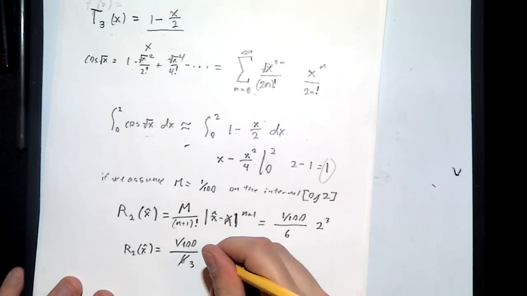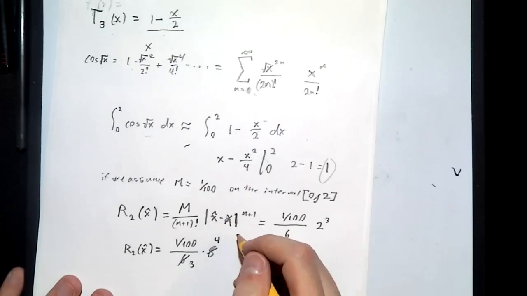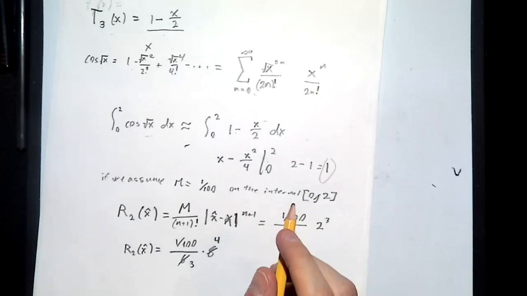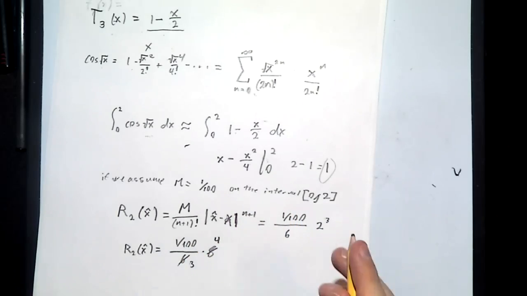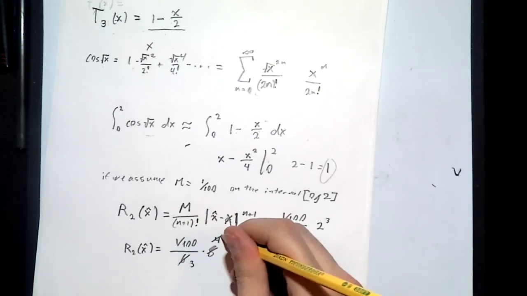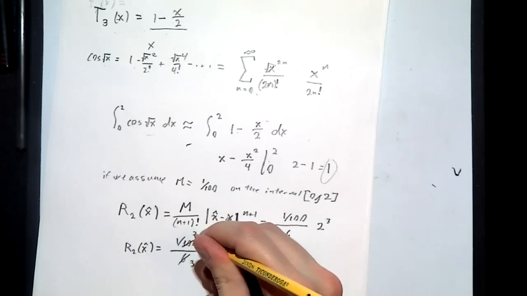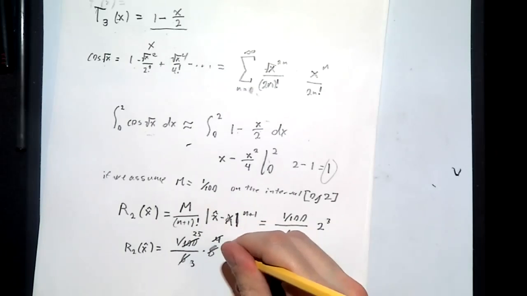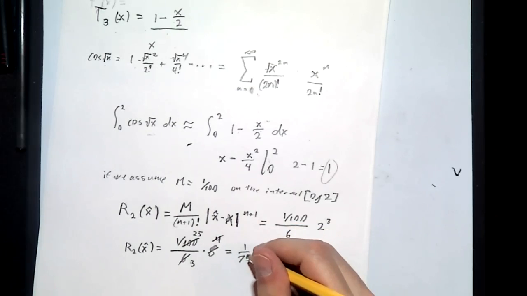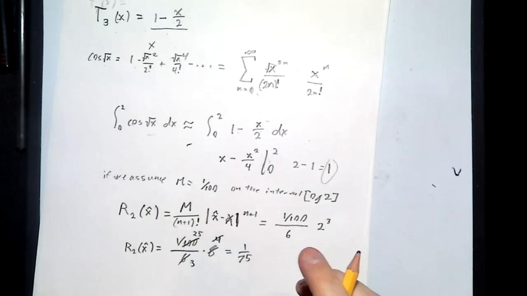That reduces to 3. This becomes 4. And now we have 4 times 1 over 100, which is 1 over 25. We can do a lot of simplification here. So that's 25. And we end up with 1 over 75. Or 4 over 300, which is the same thing.